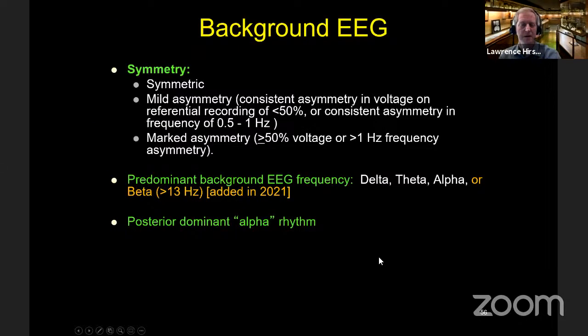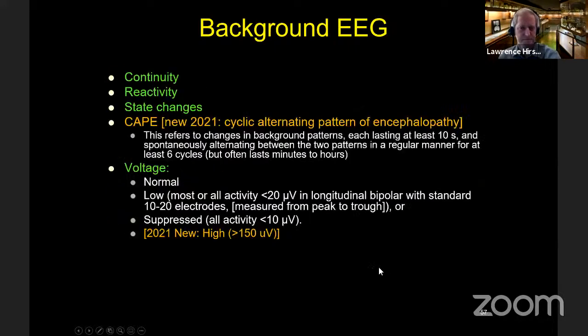Okay. And then we tried to standardize the background as well. Nothing too interesting here. The only change was we added beta as a separate background. It used to just say alpha or faster. Now there's a separate beta category. And these things are all included in the nomenclature.